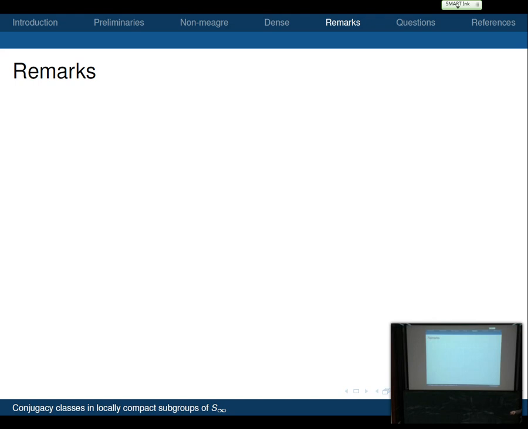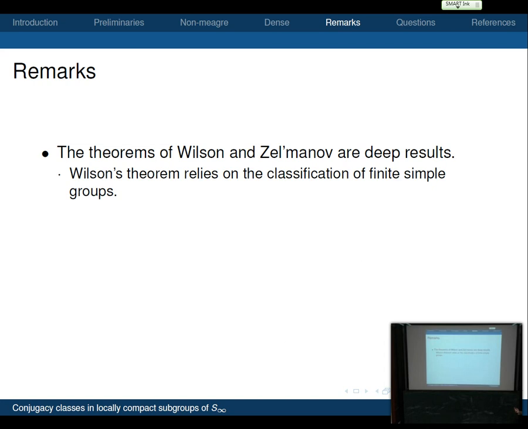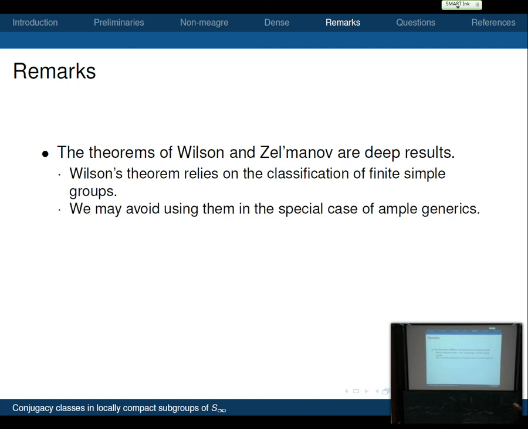So some remarks. The theorems of Wilson and Zelmanov are in fact quite deep results. Wilson's theorem relies on the classification of finite simple groups. We may avoid using them in the special case of ample generics, which if I have time, maybe I'll sketch out if people are interested. So the ample generics case is actually an elementary proof, which follows from the key lemma. Once you have that key lemma on the finiteness of centralizers, it's easy to rule out ample generics.